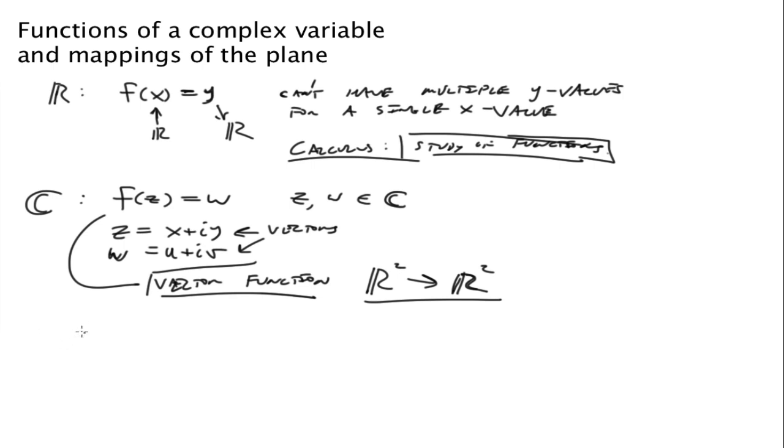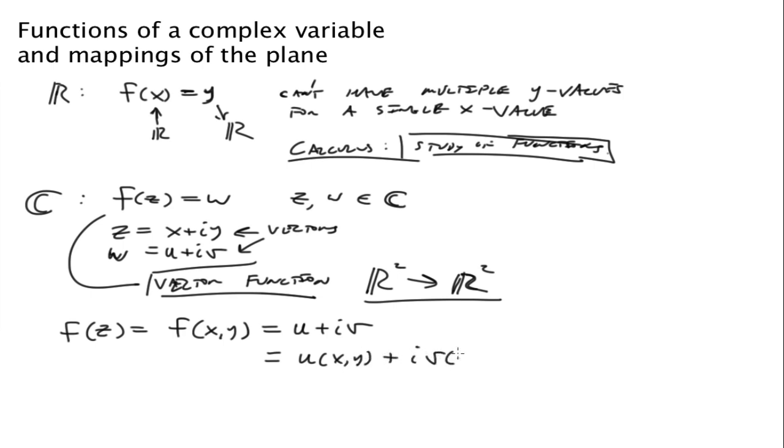So we can write this as follows. I can put this as f of z, but I could actually write this as f of x comma y. And rather than writing this as w, we're going to write it as u plus iv. So we have two inputs and two outputs. We can think of this as u of x comma y plus i v of x comma y. So now we have these two functions that are a function of both x and y, and that's the essence of what we'll do.